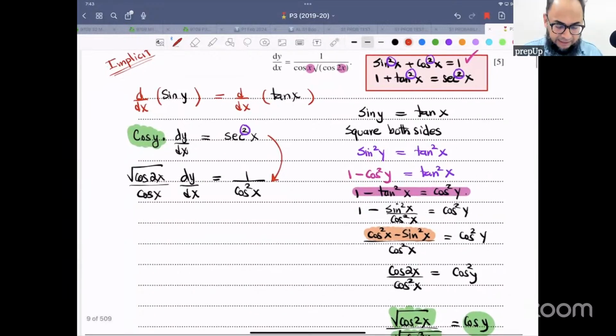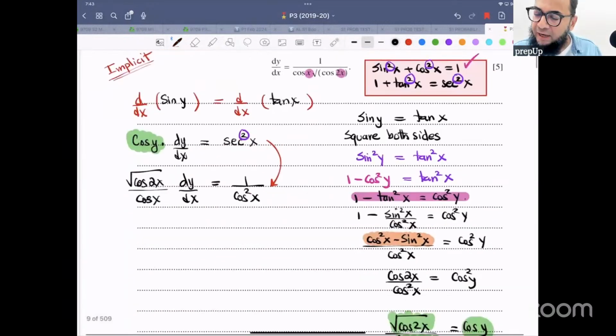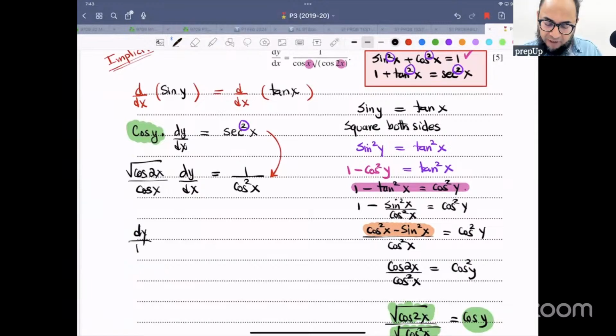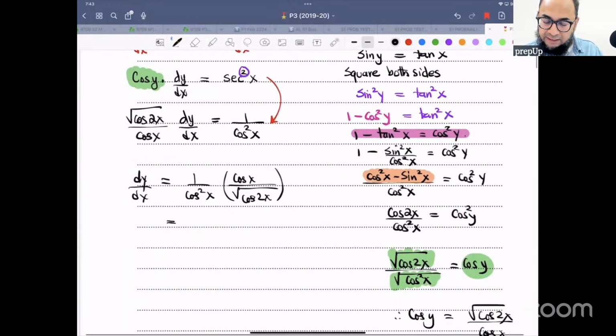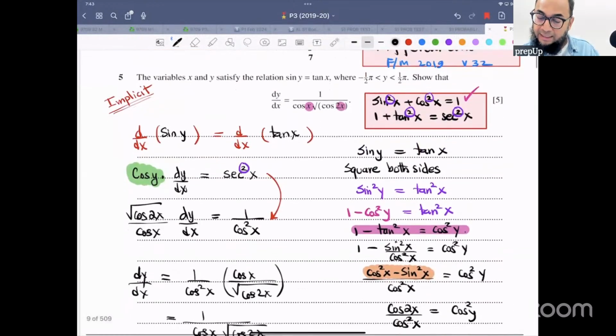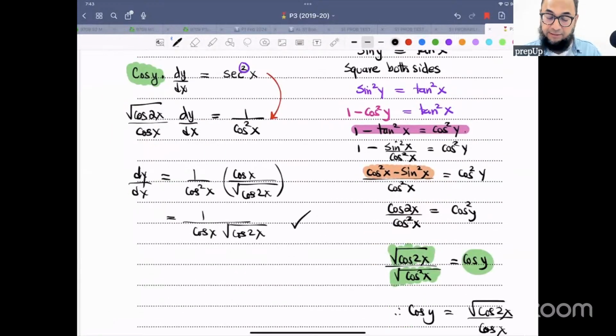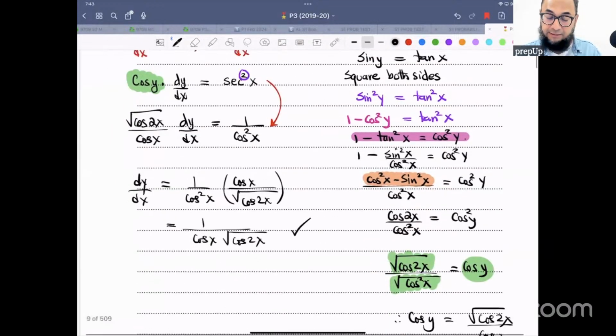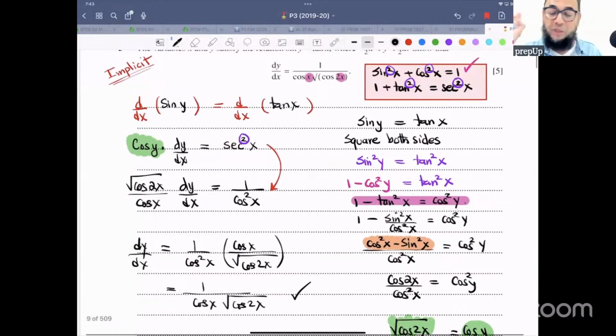So now if I cross multiply, I have to make dy by dx the subject. So dy by dx is equal to 1 over cos square x. This cosine x goes up, and this square root of cosine 2x goes down. So therefore this is 1 over cosine x, and this is square root of cosine 2x, and I think that is the answer. So that is dy by dx. All good, all clear? Of course, you have to do it one more time.